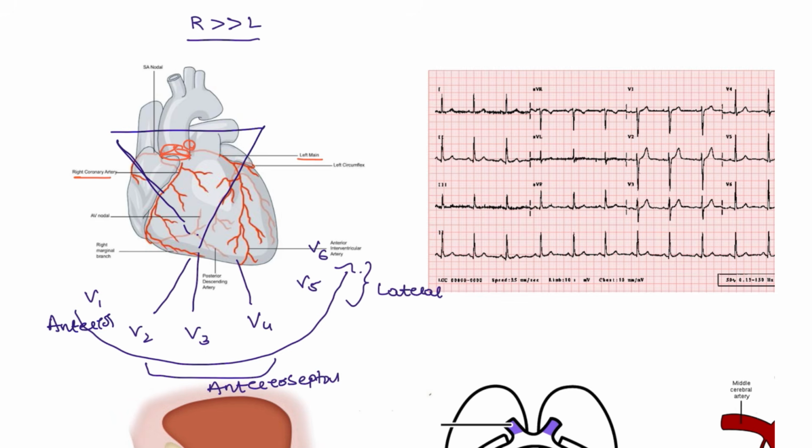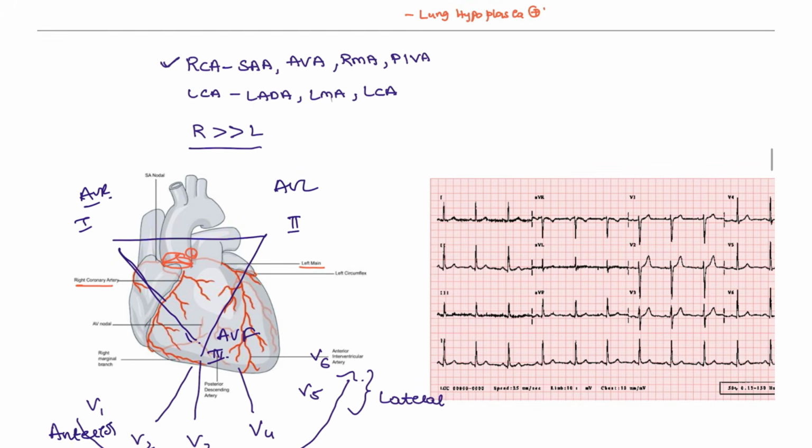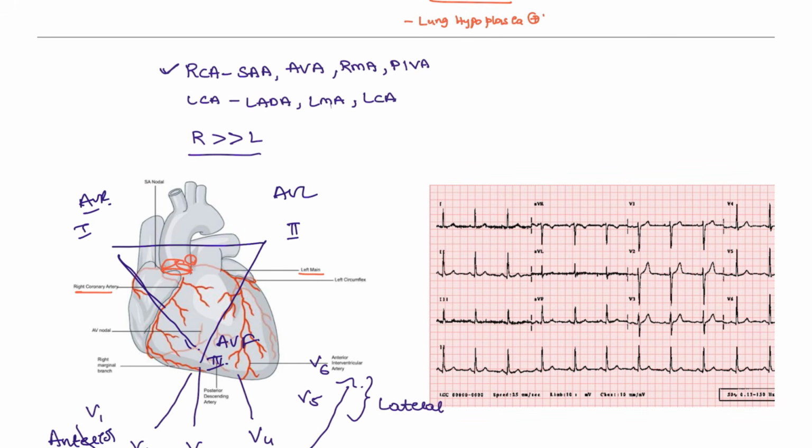This is how we are going to form the second one, first and also third, AVF, AVL and AVR. So this is how the leads are placed. Why these leads that I have been explaining here? Because this is associated with the importance of which artery is involved most commonly.